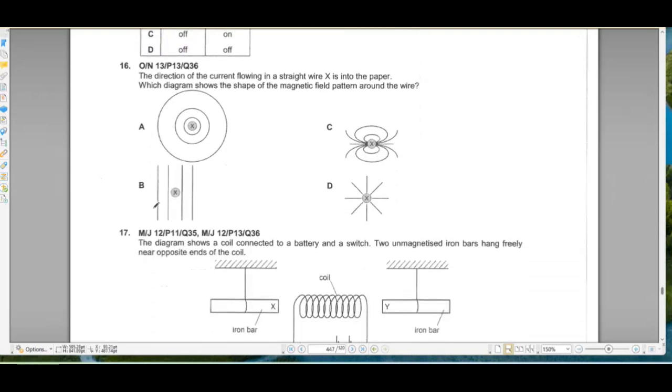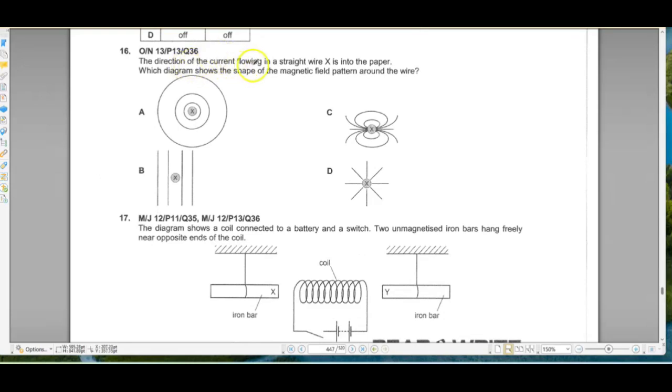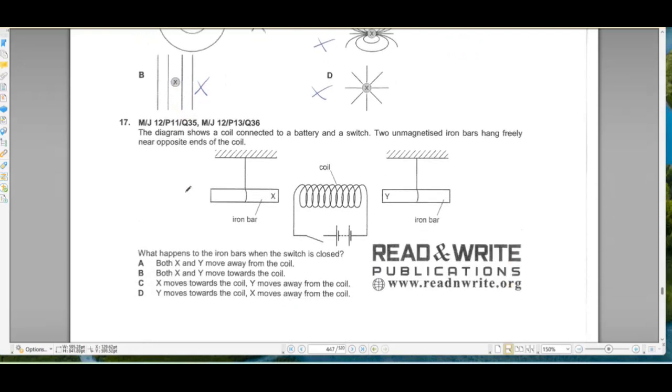Okay? Question number 16. The direction of the current flowing in a straight wire X is into the paper. Which diagram shows the shape of the magnetic field pattern around the wire? You should use right hand grip rule for this, and this is going to be it. This cross indicates that the wire is going into the paper, okay? And the magnetic field lines are going to be like this. They are not going to be parallel, they are not going to be like this, and they are not going to be like this as well. Okay, so 16 answer is A.